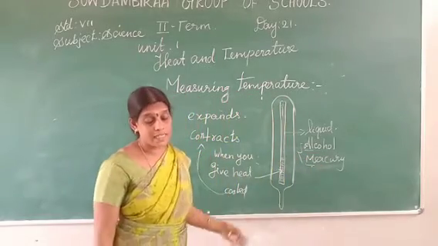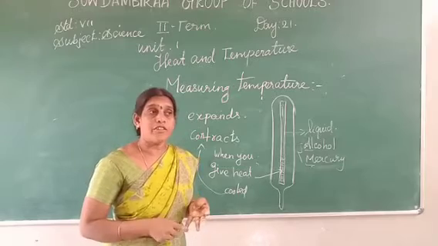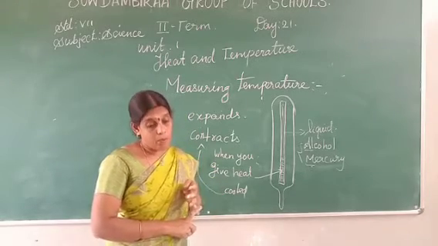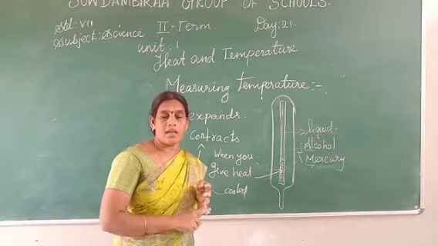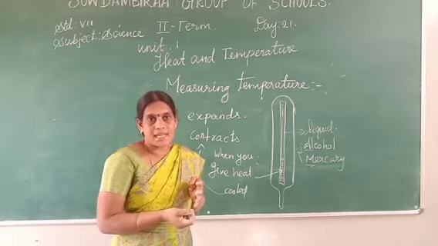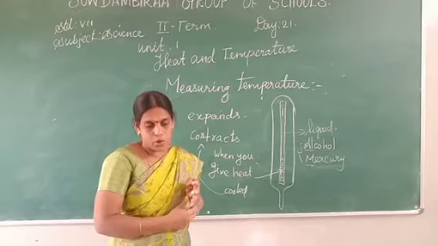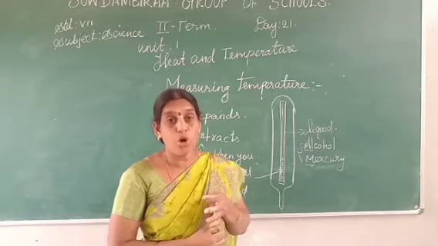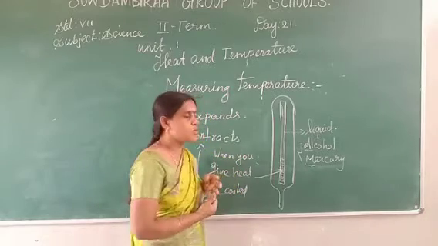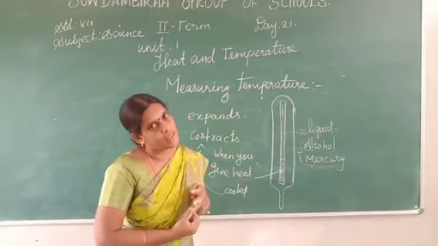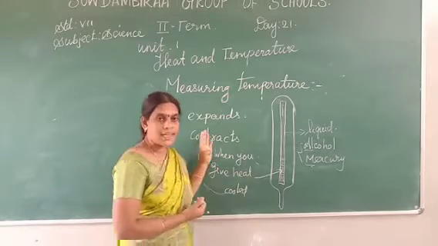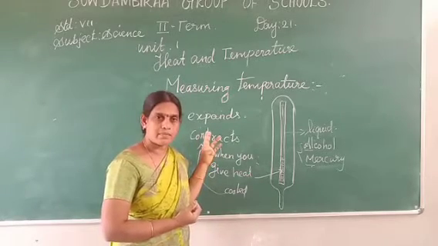Mercury. Why do they use it? Because of uniform expansion, shining, high heat capacity, being a good conductor of heat, high melting and boiling point, and low freezing point. Then only we use mercury and alcohol in a thermometer. Students, are all clear about this concept?